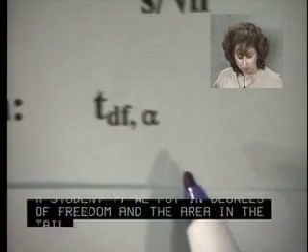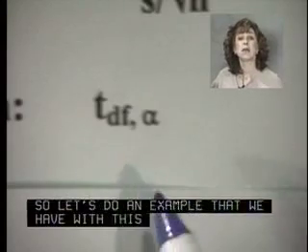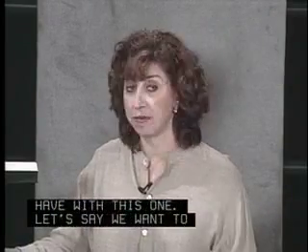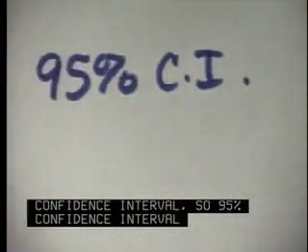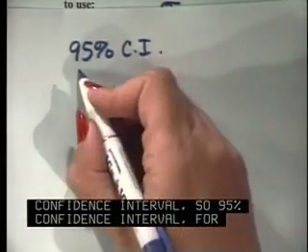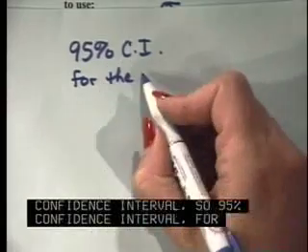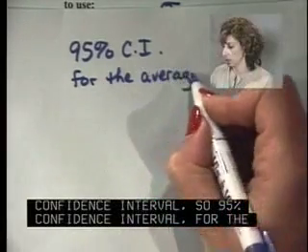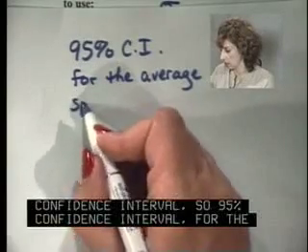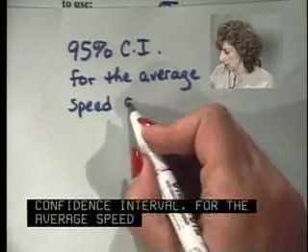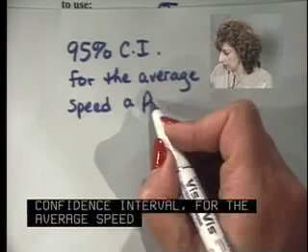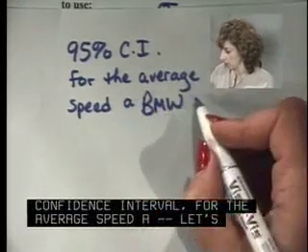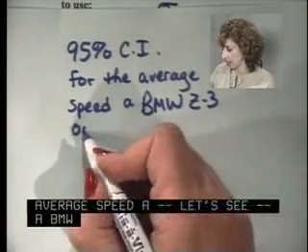So let's do an example that we have with this one. Let's say we want to find a 95% confidence interval for the average speed, let's see, a BMW Z3 owner drives on the freeway.